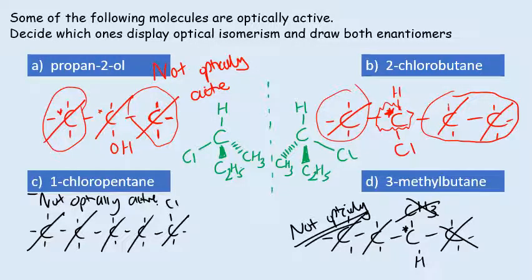Okay, I'm going to point out now that if it doesn't have a chiral carbon, it's definitely not optically active. But we can't just assume that because it does have a chiral carbon, it is optically active. It just means it could be. And I'll point that out a bit later on when we look at what we mean by optically active.